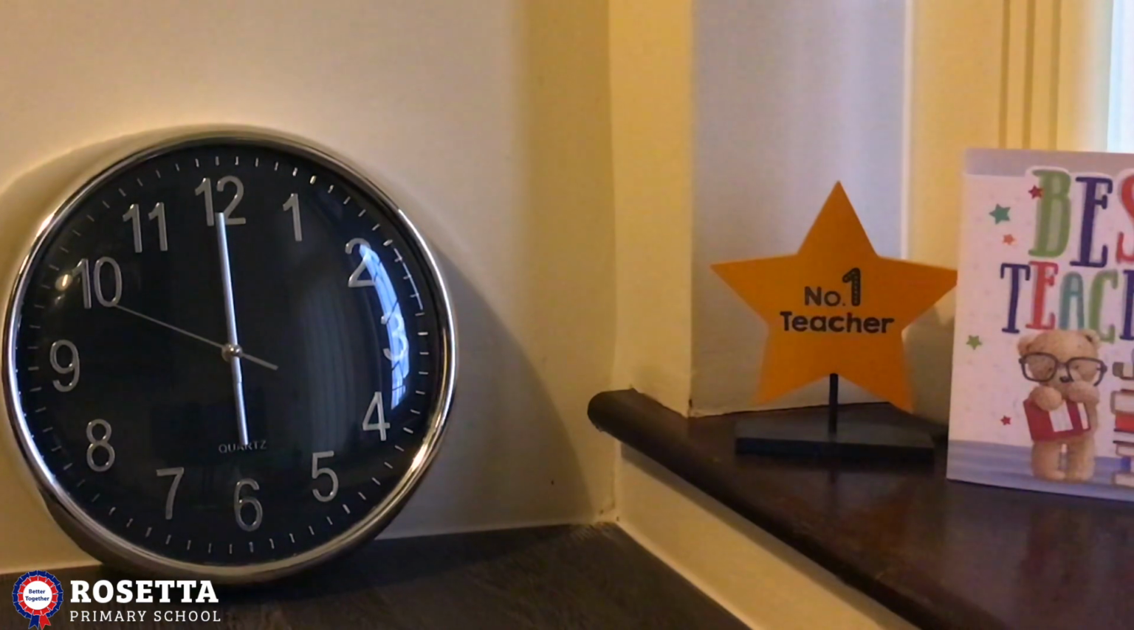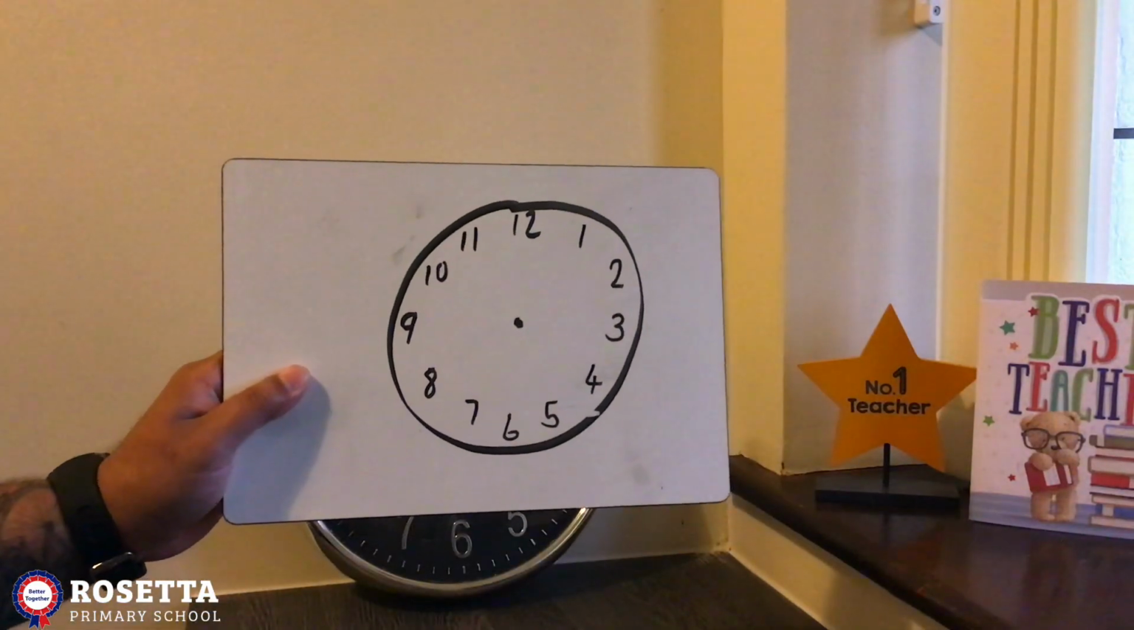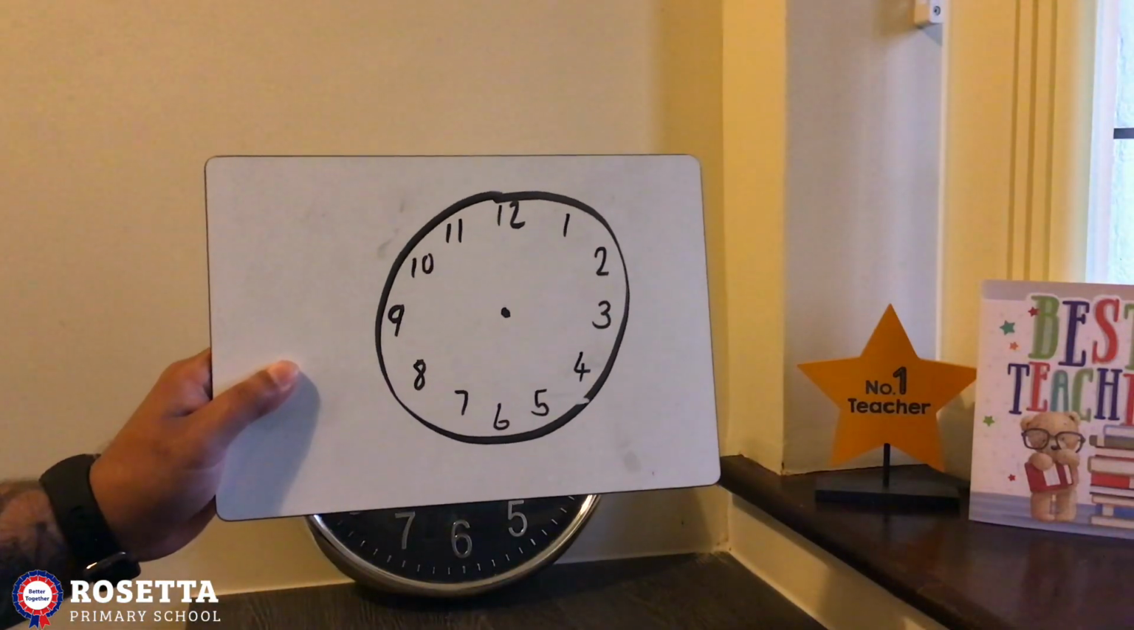Now, first thing you need to do for me is, can you find a clock in your house, any clock in your house that you can use to try and represent different times today? If you can't do that, you can either draw it on paper or you can draw it on a whiteboard like I have, so you can represent the times on your clock, okay?